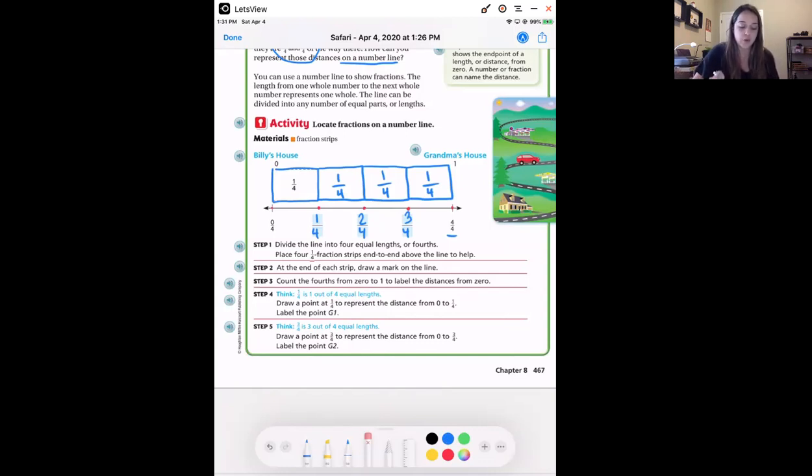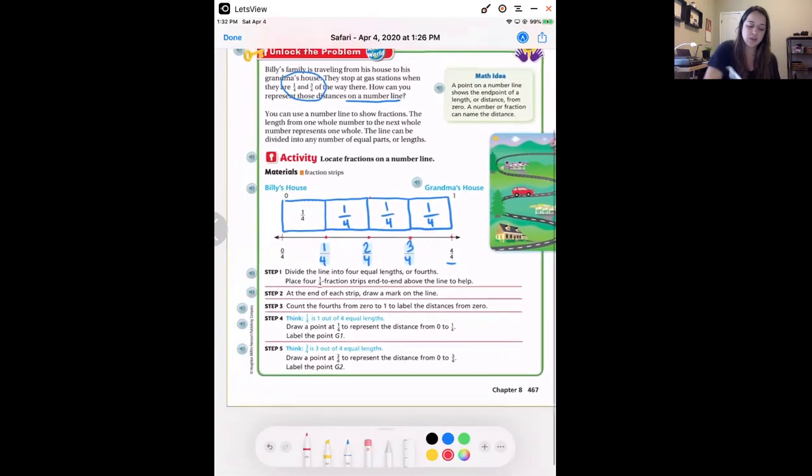Think 1/4 is 1 out of the 4 equal parts. So this is just one part. This is just a different part. This is another part, and this is the fourth part. Yes? Pretty simple. Now, draw a point at 1/4 to represent the distance from 0 to 4. Why 1/4? Because that was the first stop. The first gas station they stopped at was 1/4. So that is right here.